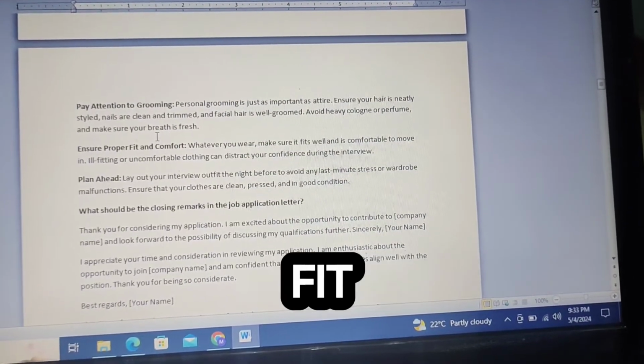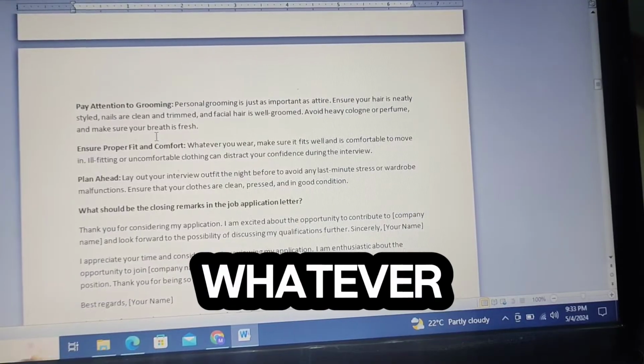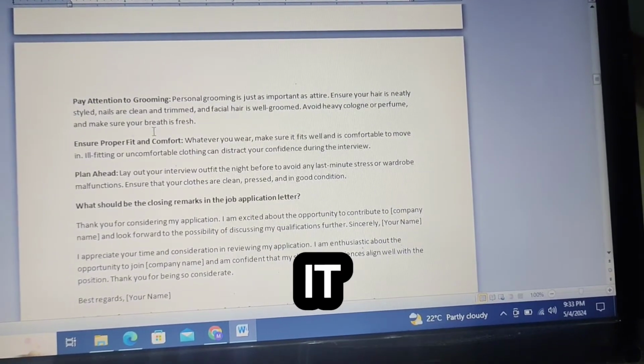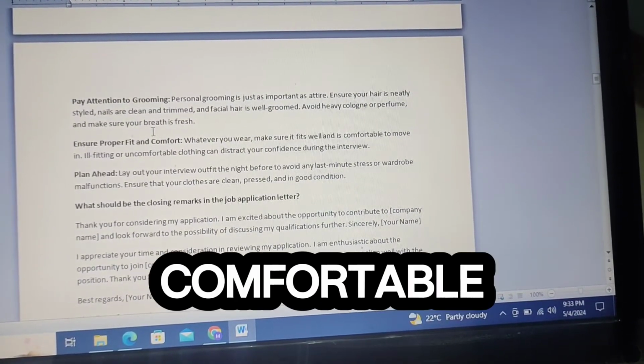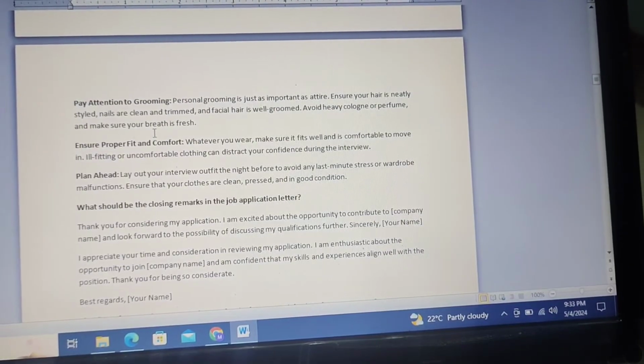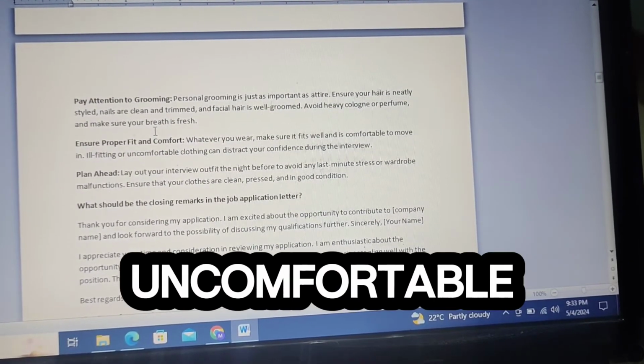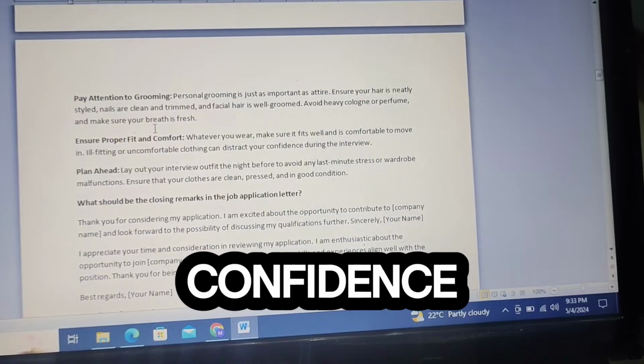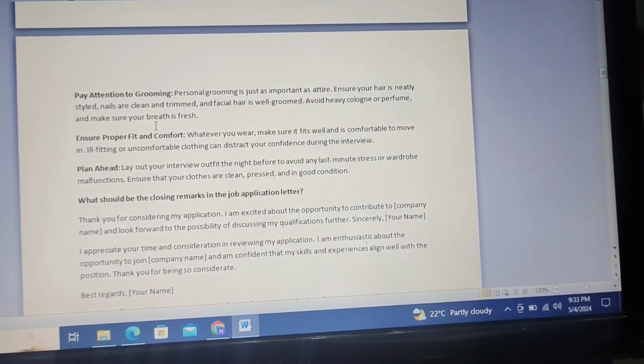Ensure proper fit and comfort. Whatever you wear, make sure it fits well and is comfortable to move in. Ill-fitting or uncomfortable clothes can distract from your confidence during the interview.